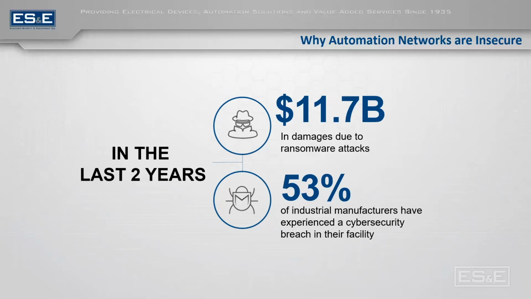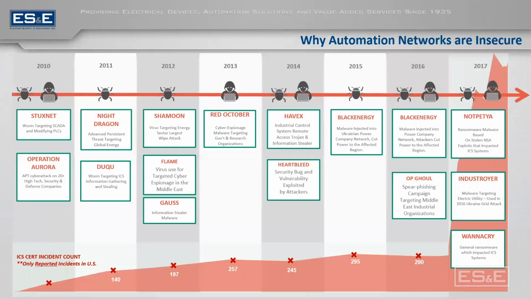But also the other one I'll highlight is 53% of manufacturers have experienced a breach in their facility. That's a huge number of folks that have had a cybersecurity breach. And if we look at these over time, you may or may not be familiar with some of these. Some of these names are going to be common. Stuxnet is a well-known one that targeted nuclear centrifuges. WannaCry is a more common one that's gotten a lot of publicity.